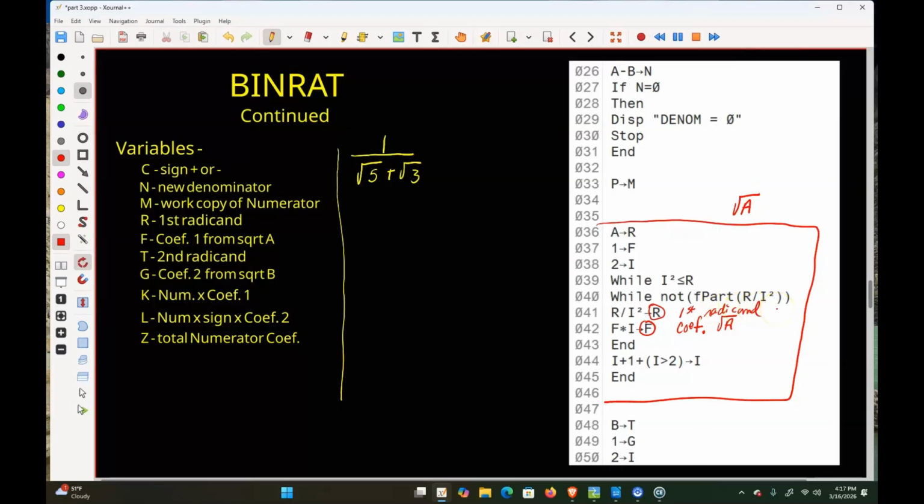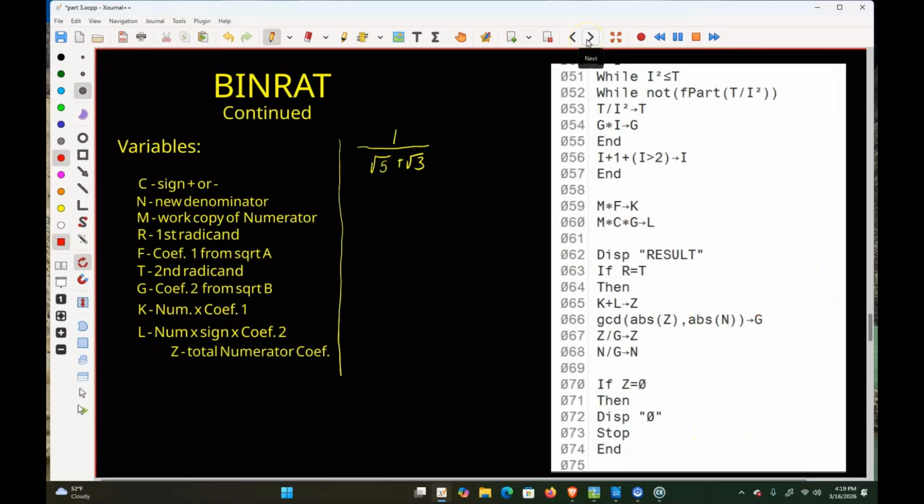After factoring. Here, downward, is where we're taking care of the square root of b. So on the next page, that will end here. So all this will be where I simplify the square root of b. G is going to be my coefficient, again, here. So that's going to be my coefficient from the square root of b part. And t is going to be my second radicand.